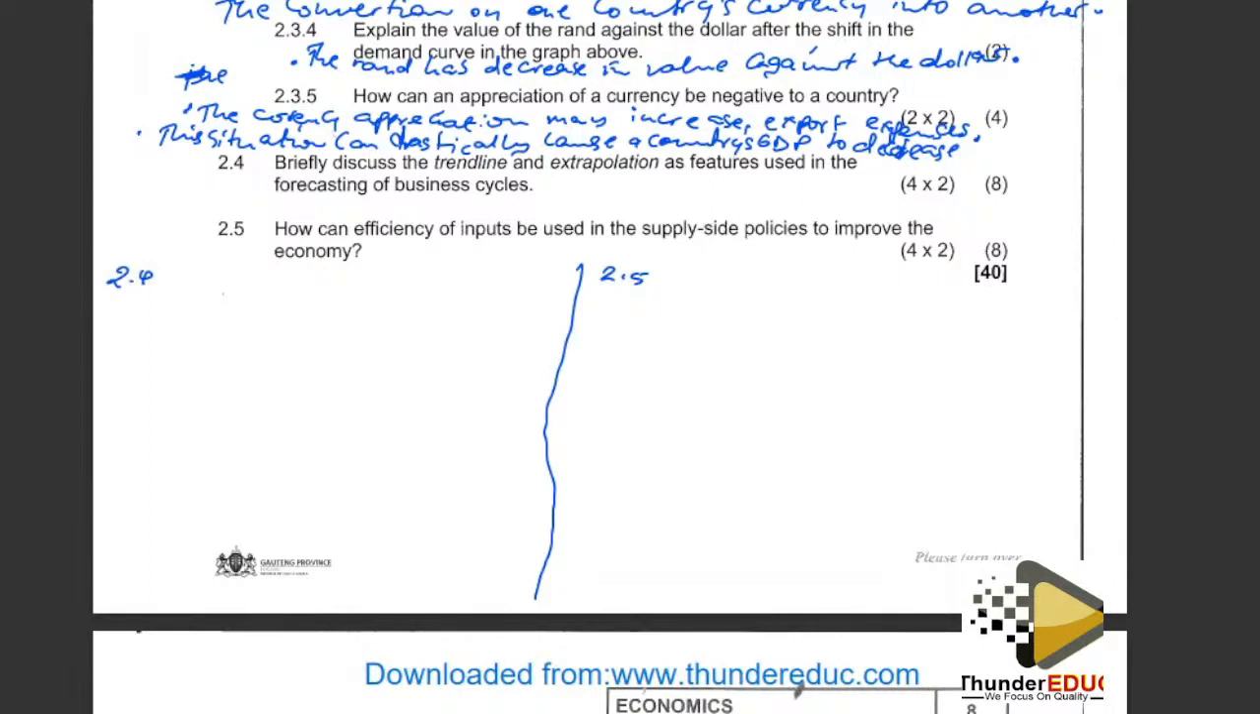Okay, right. So now let's check here. What do we mean by the trend line? What do we mean by extrapolation? What do we mean by forecasting? Forecasting is when we predict about the future. We predict future economic activities. We check how future activities are going to behave. Extrapolation is when this prediction is based on historical data. The trend line normally indicates the general direction of the economy.